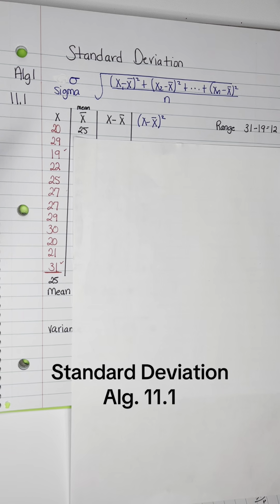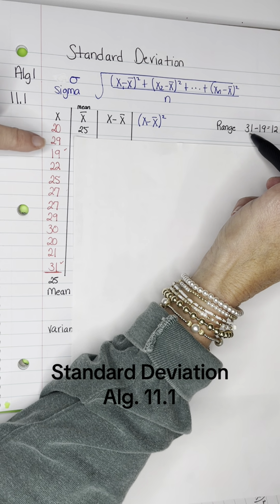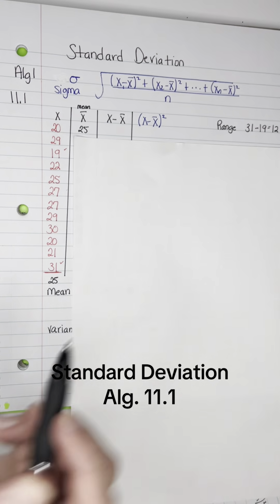So right here, I have a list of contestants, 12 contestants in a reality cooking show, and these are their ages. So the oldest contestant is 31 and the youngest is 19. If I subtract that, I get 12.